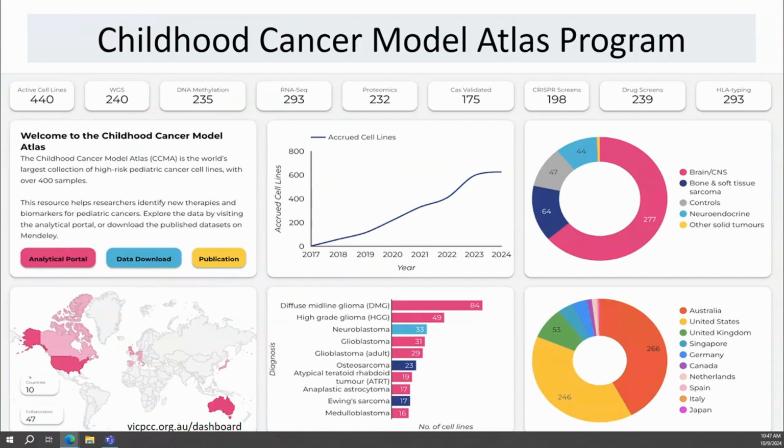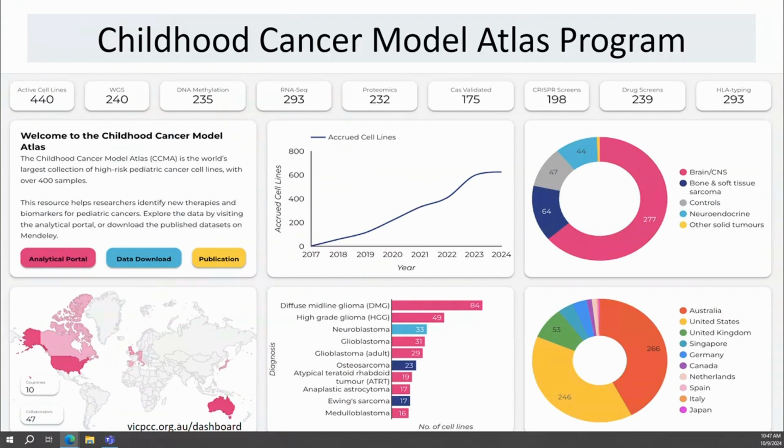You can see that as of now, we have the program started in 2017. From 0 cell lines, we've brought in over 600 samples over the last 7 years, of which about 440 we've been able to establish active cell lines that have gone through this pipeline of whole genome sequencing, DNA methylation arrays, RNA sequencing, total and phosphoproteomics, as well as CRISPR and drug screens. And you can see the current numbers, which are updated monthly.